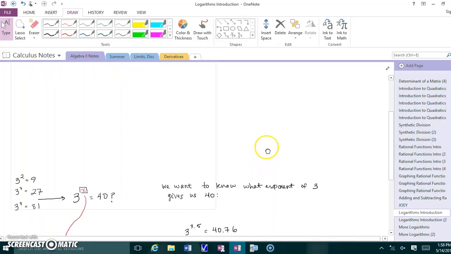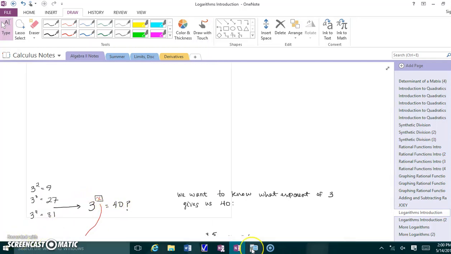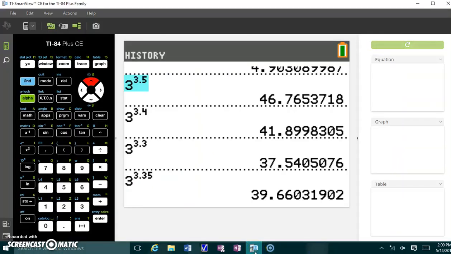Another reason why we need logarithms is the following. We know what 3 squared is, we know what 3 cubed is, and 3 to the 4th. These numbers we're very familiar with. What if I wanted to know what exponent of 3 would give me 40? Obviously this mystery exponent is going to be in between 3 and 4, but I don't really know what it is. Now realize that if we were really desperate and really had to know what exponent of 3 gave us 40, we could just go to a calculator and pick numbers between 3 and 4 to be a power of 3, because we know it has to be between 3 and 4.